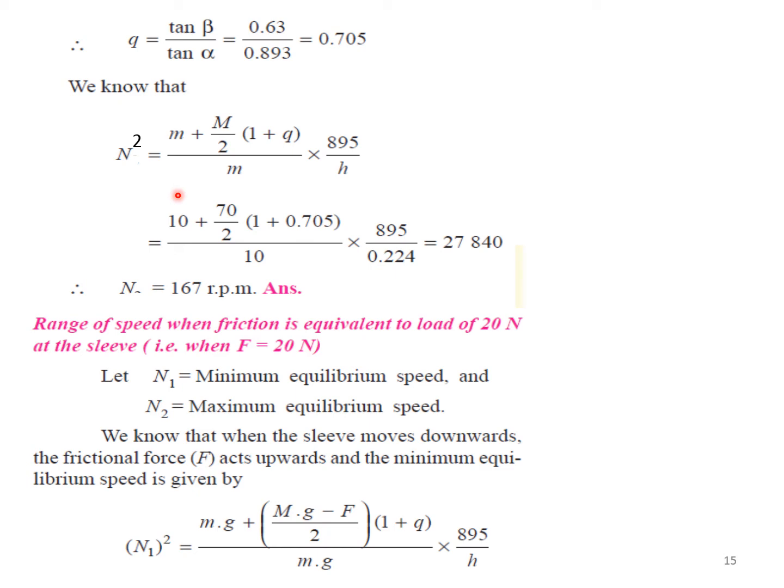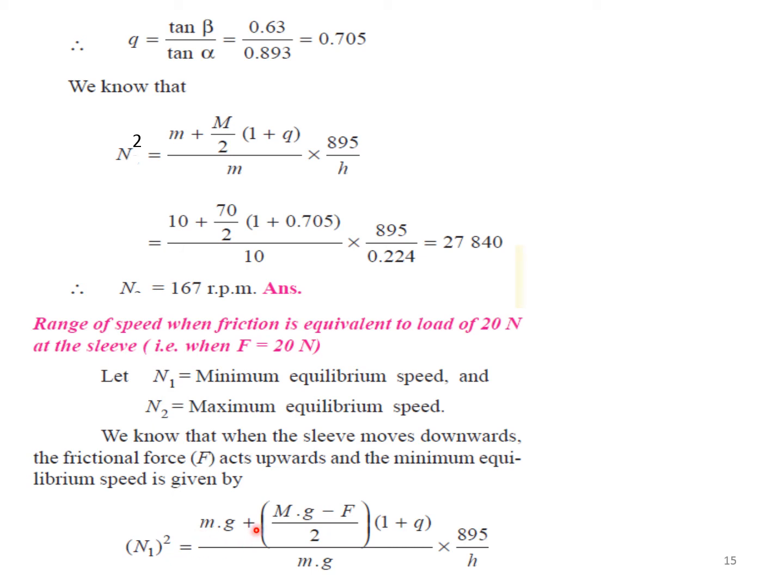Next we consider with friction. By considering friction, we calculate the values of N1 and N2. For N1 I take it as minus F, and for N2 I take it as plus F. F is given as 20 newtons. All the values are known here. Substitute just minus F and plus F.